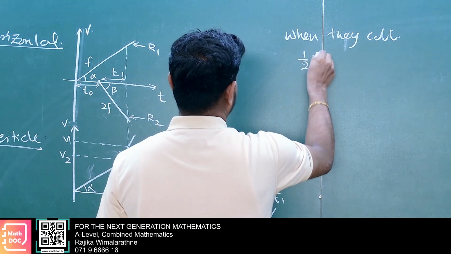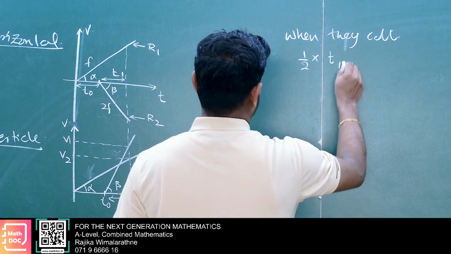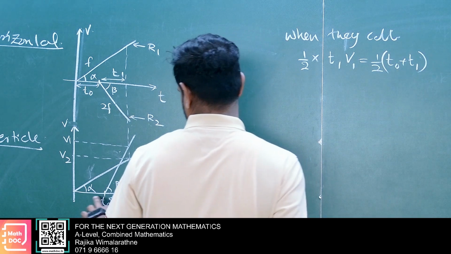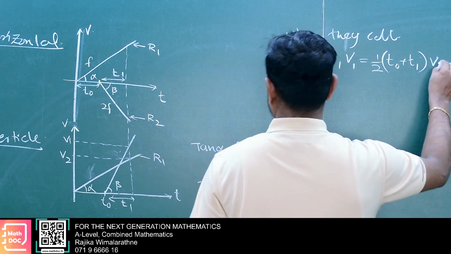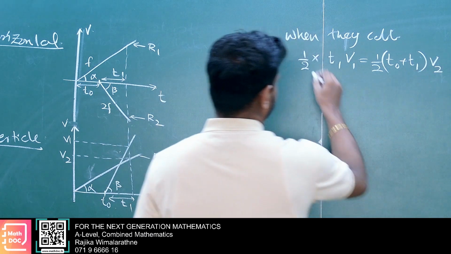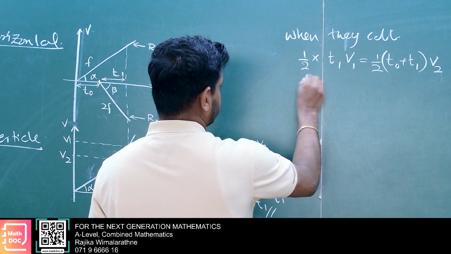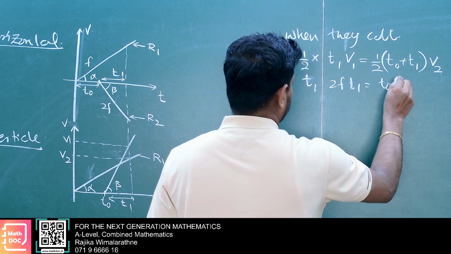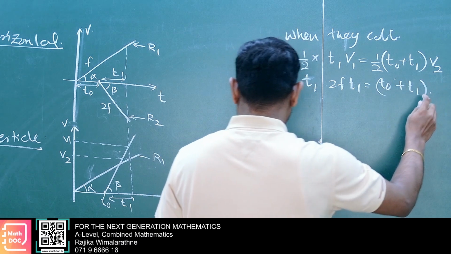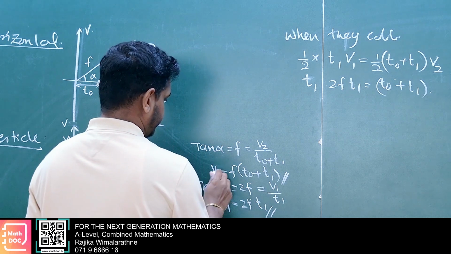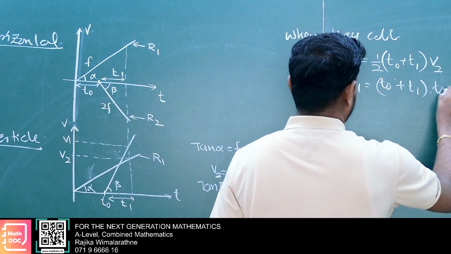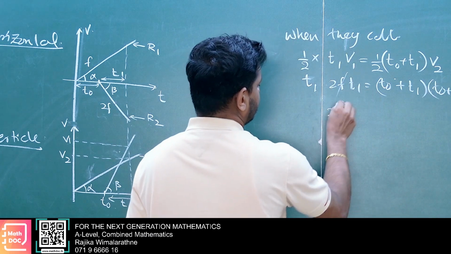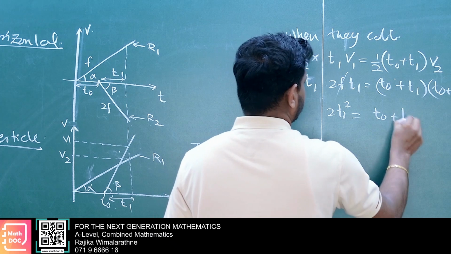half into T1 into V2 equals half into T0 plus T1 into V1. So T0 plus T1 into V1 equals T1 into V2. Then T1, V1 is F times T0 plus T1, and V2 is 2F T1. So we get T0 plus T1 squared equal to 2 T1 squared.